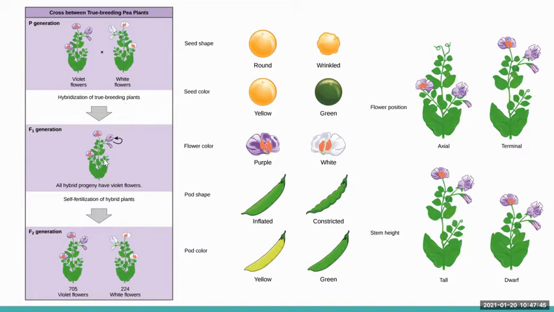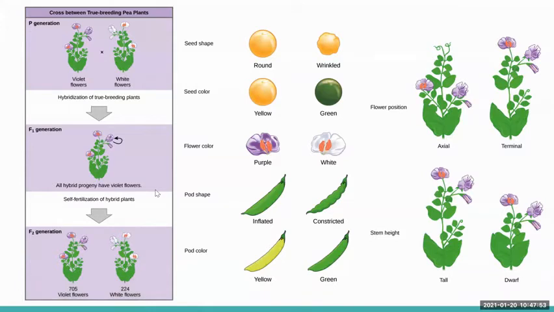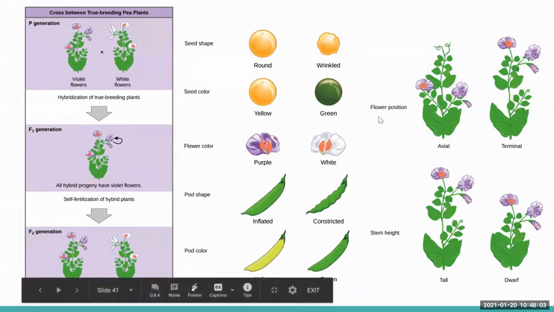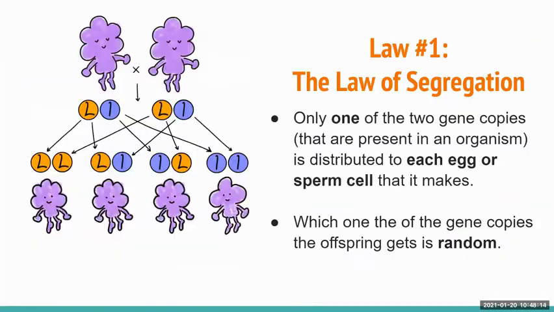He noticed that they were all purple or violet at first, and then he crossed those two, and then he got a variety. I'll explain in those laws what he found, but he looked at so many different characteristics: seed shape, seed color, flower color, pod shape, pod color, flower position, stem height. He looked at all of those, and his conclusions are these laws. So he came up with 3, but I'm going to share 2 with you today.